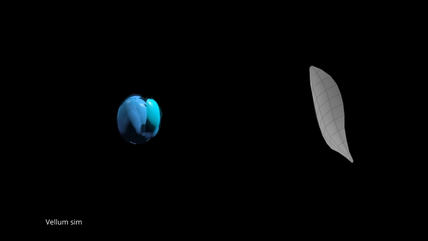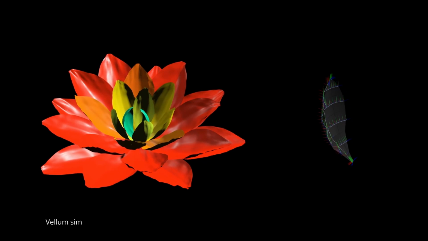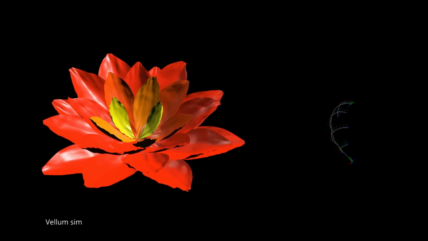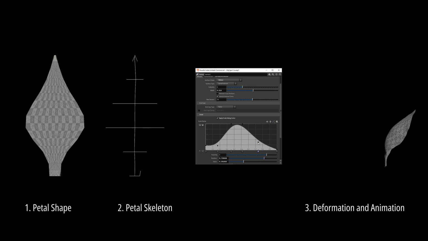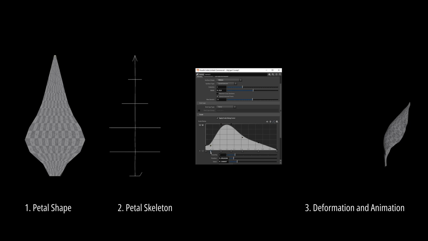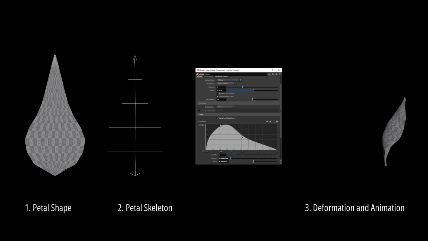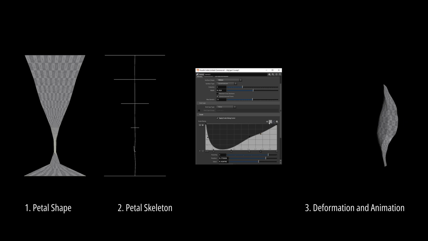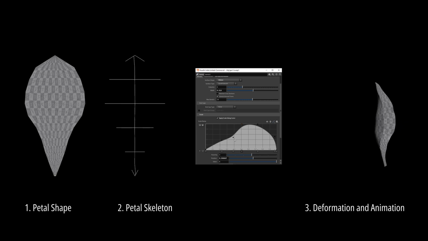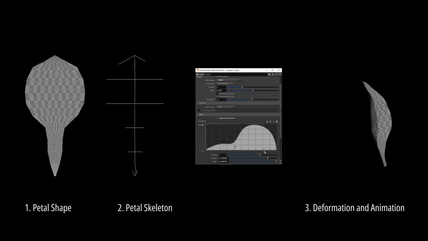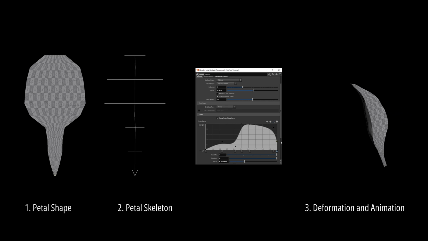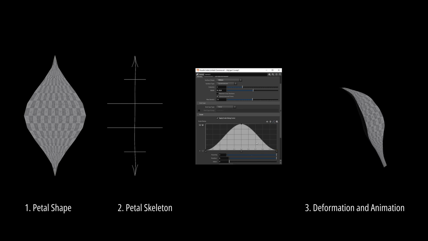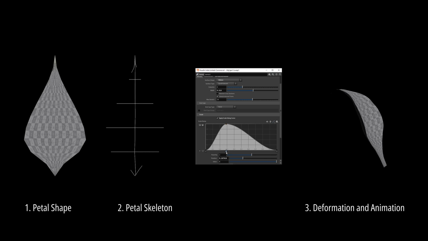Here's a vague process overview of how this flower setup works. This is what we're going to go through today. We will look at the petal shape and how to connect that with a petal skeleton that automatically adjusts to the shape of the petal. Then we're going to use that skeleton to deform and animate the single petal. In the following video, we're going to look at how to turn this petal into a full final flower.